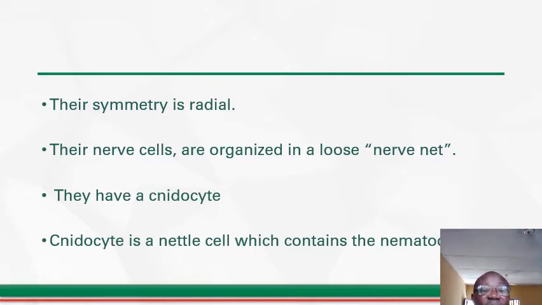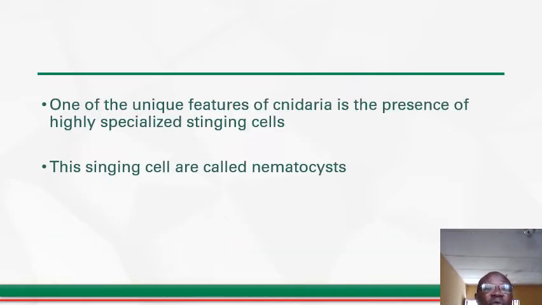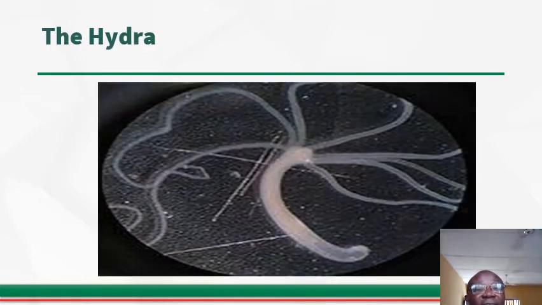And they have what we call cnidocytes. This cnidocyte is a nettle cell which contains the nematocyst. One of the unique features of the Cnidaria is the presence of highly specialized stinging cells in their body. These stinging cells are called nematocysts. And this is a typical example of members of Cnidaria, Hydra. The Hydra is an example of Cnidaria.